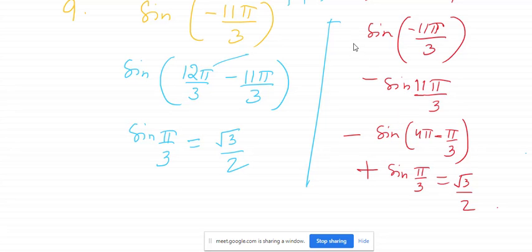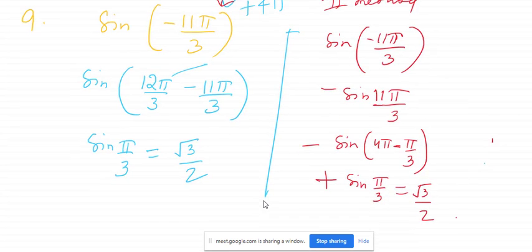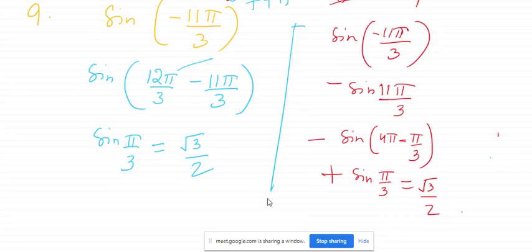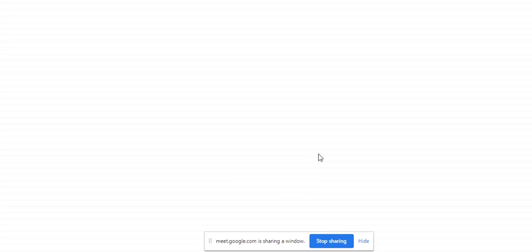Ma'am, I did not get the first method you used. Could you explain once more? Sorry, what are you saying? Ma'am, I couldn't understand the first method. Okay, I'll explain it. Anubhav, take the screenshot for this one also. Yes, ma'am, done.